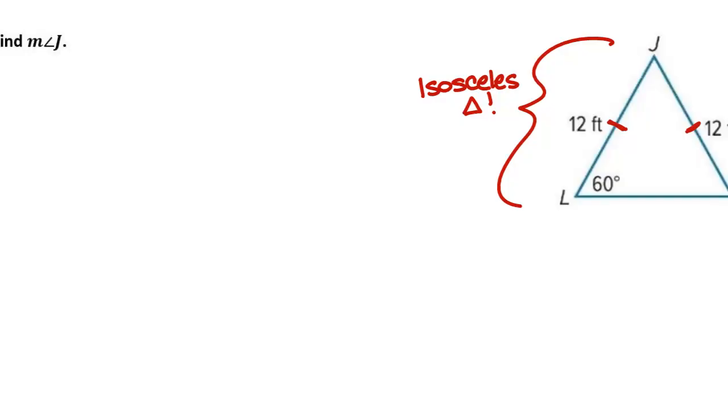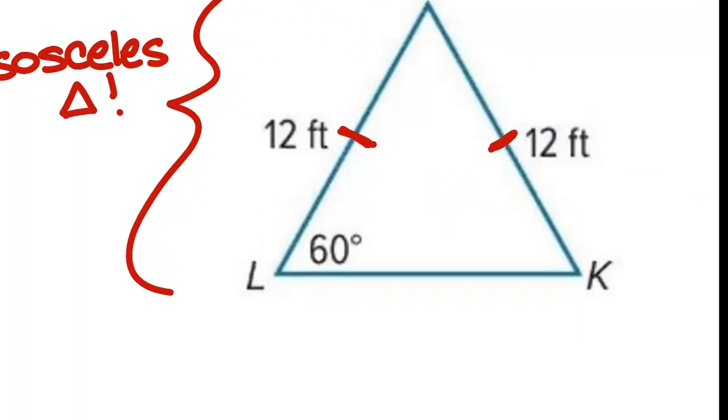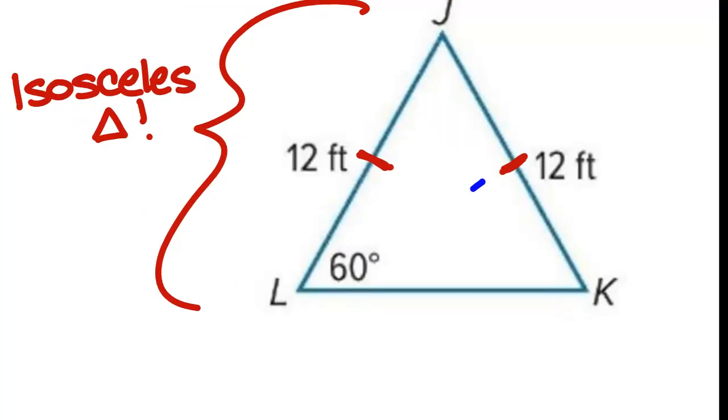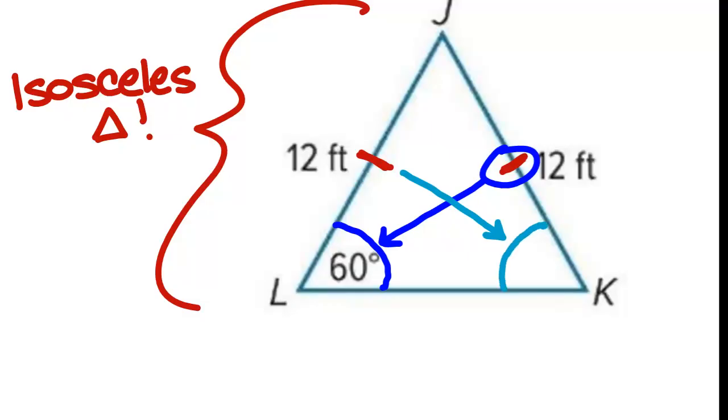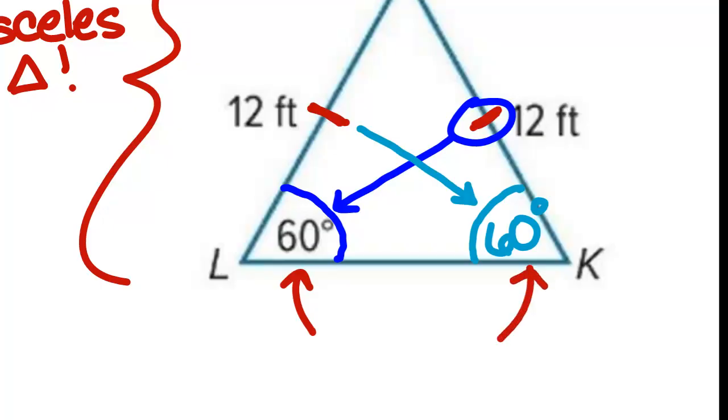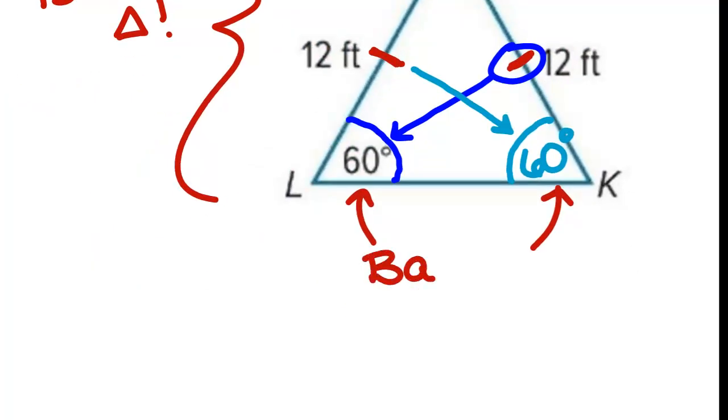What are the two base angles that are congruent here? What are the two angles that are opposite my two congruent sides? JK and JL are sides. I want angles. Yep. Angle L is opposite this side here, so that's one of my two congruent angles. And angle K is opposite the other congruent side. So angle K would have to be how big? Would have to be 60 degrees. And remember, these two angles, the ones that are opposite my two congruent sides, we call those the base angles.